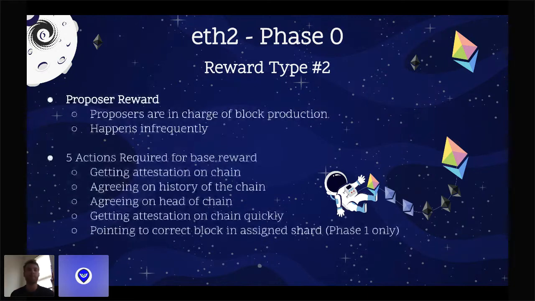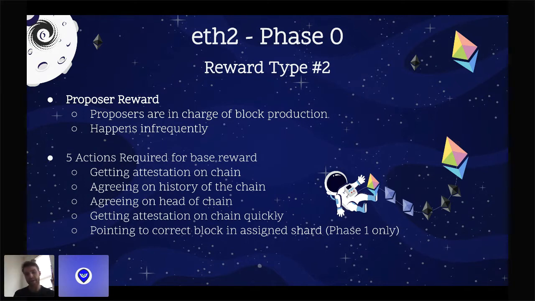Reward type number 2 is the proposer reward. These individuals who are chosen to do so, which is done through the RANDAO process, are in charge of block production. This happens infrequently compared to the attester reward. There are 5 actions required to get base reward in this setting. The first is getting attestation on chain, agreeing on the history of the chain, agreeing on the head of the chain, and getting attestation on chain quickly.